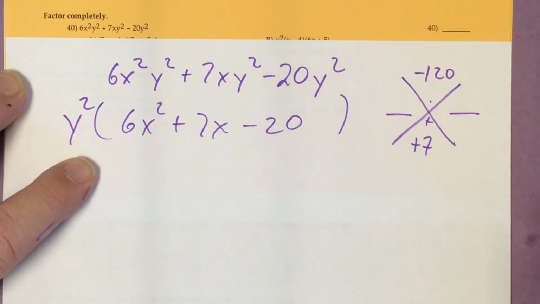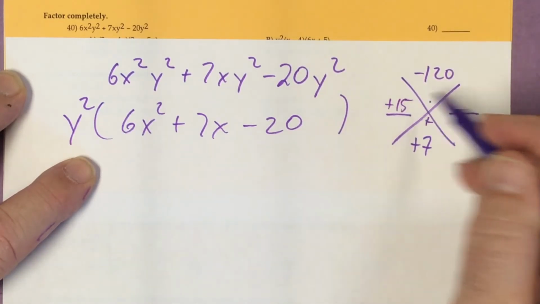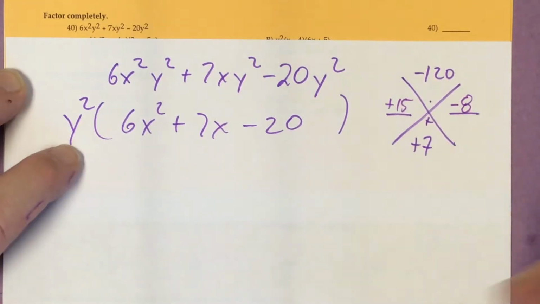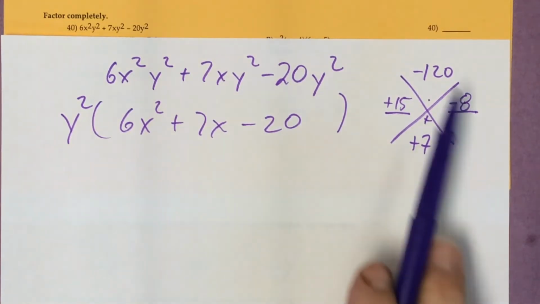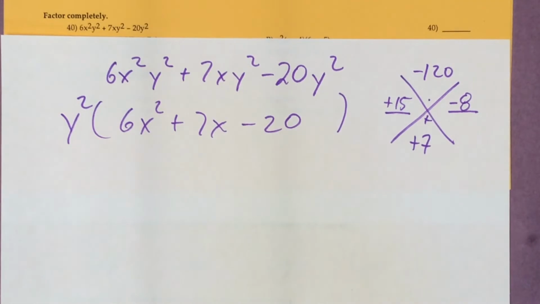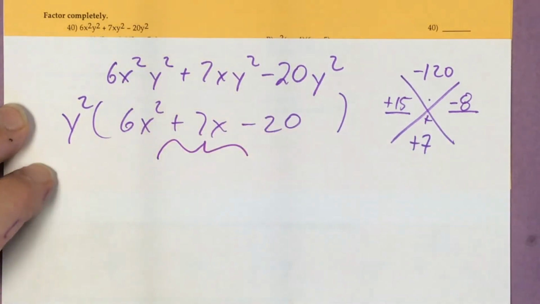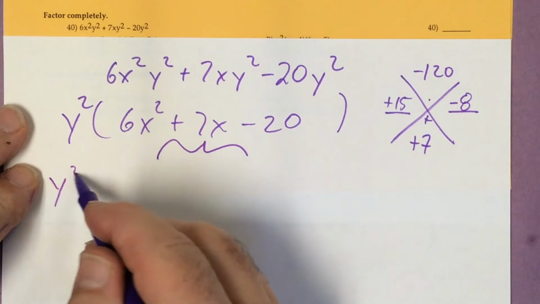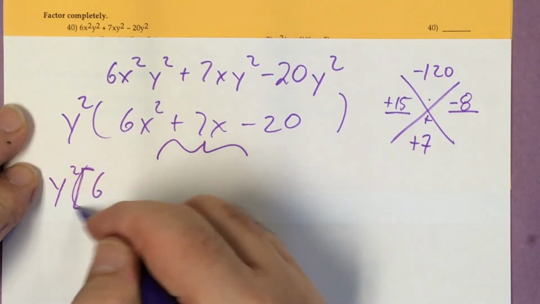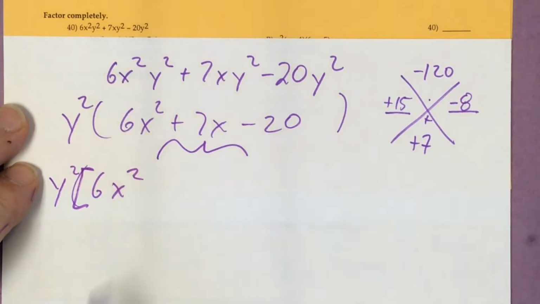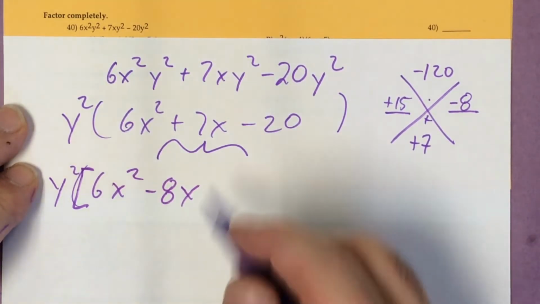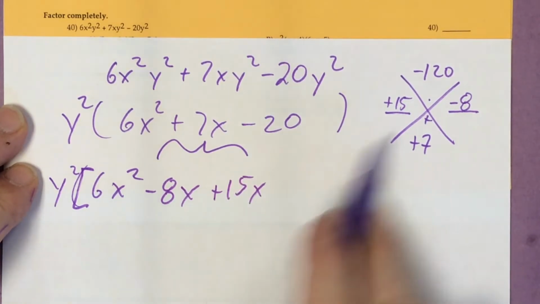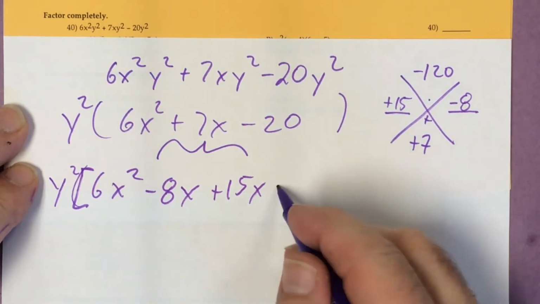And I could be wrong about this, but I think it's going to be plus 15 and then minus 8. So you have to play around with those to come up with those sometimes, and that can take a little time. But multiply these, you get negative 120, add them, you get plus 7. So I'm going to split this middle term up, as you should have seen in my videos when we do this before. So I have y squared times 6x squared, and I'm going to bracket this. I'm going to put the negative 8x here. That way my second term here, that 15x, is going to be positive, so I don't have to worry about factoring out a negative.